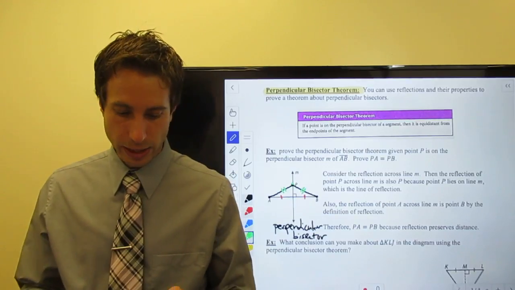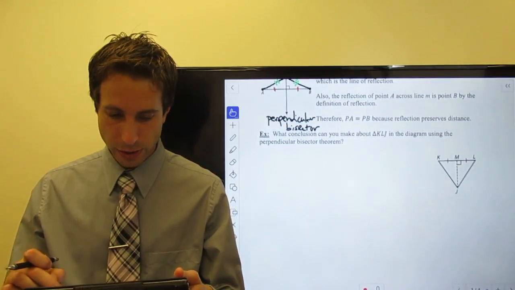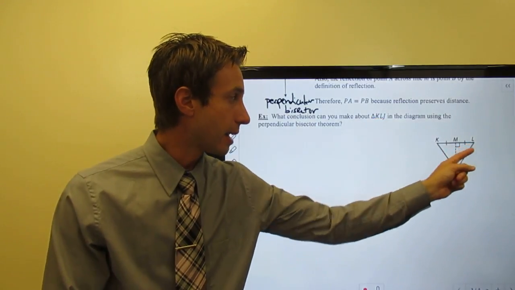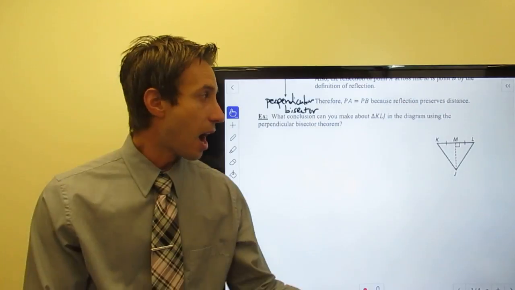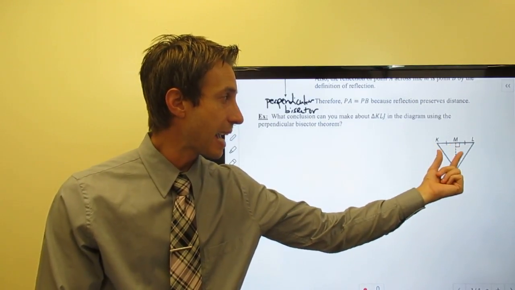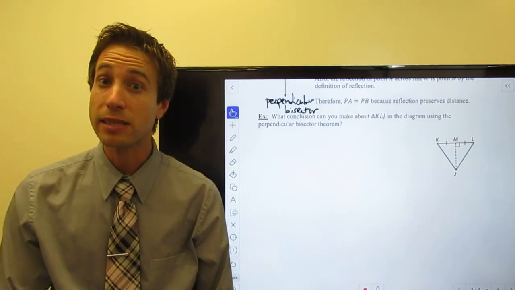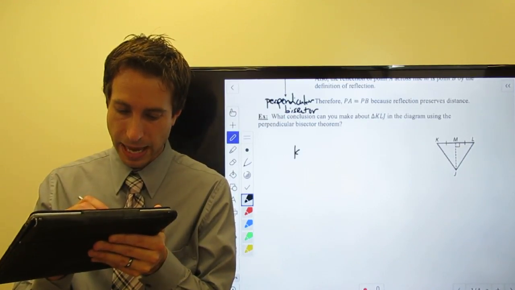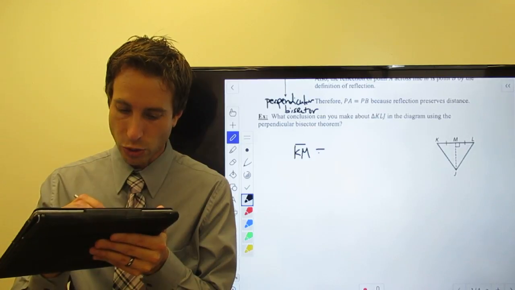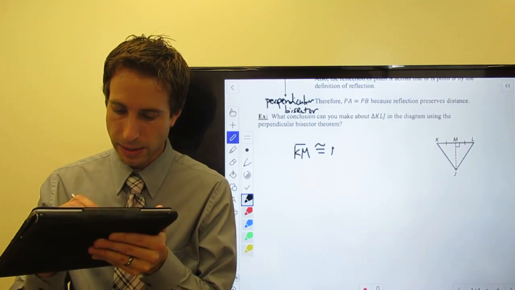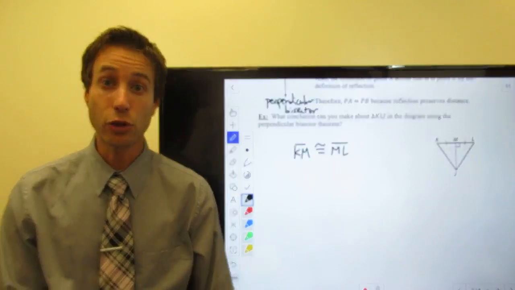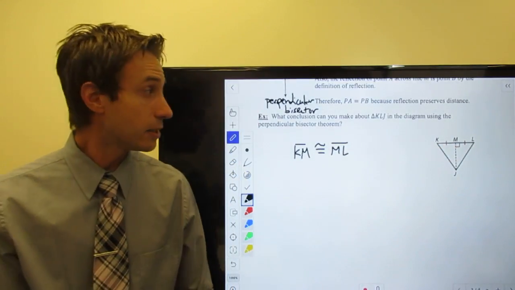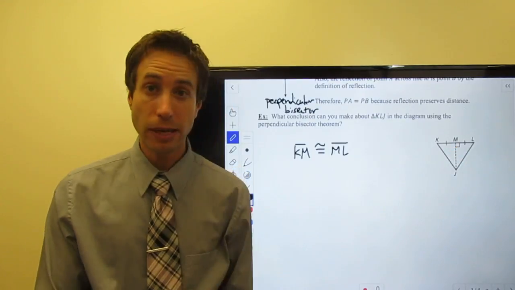So let's go ahead and take a look at this then. Show you how this works. What I've got for you here is a triangle KLJ. Here's what I've done. I have told you that KM is congruent to ML. So here's what you know. You know that segment KM is congruent to segment ML. How do you know that? The little hash marks in there, right? The little hash marks. And, well, it's perpendicular.